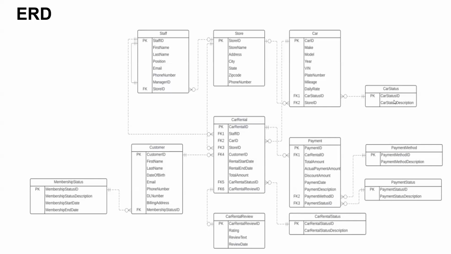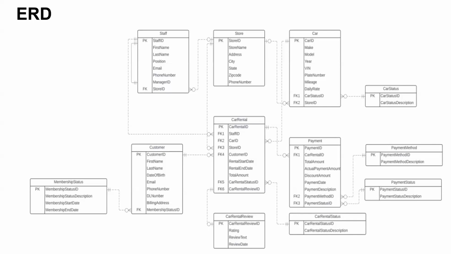However, good condition in this car status is used by a lot of cars because a lot of cars are in good condition. So it's a zero to many relationship here.